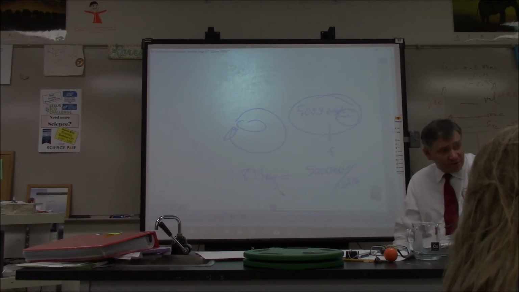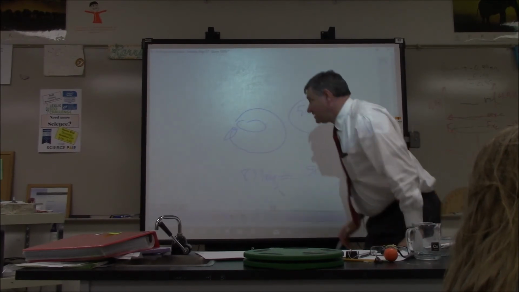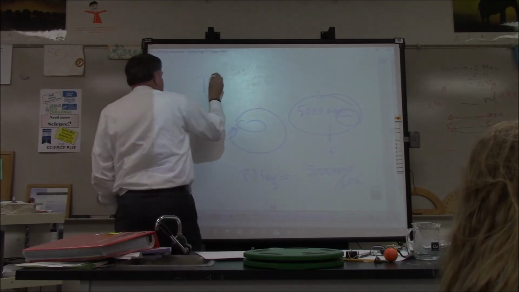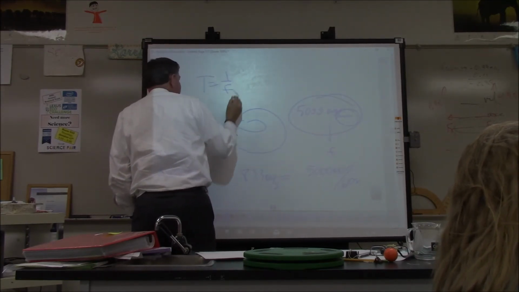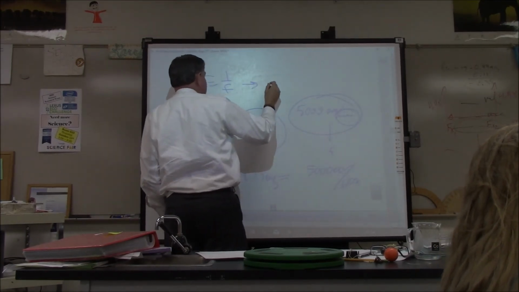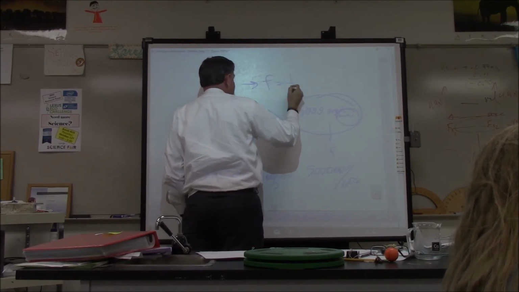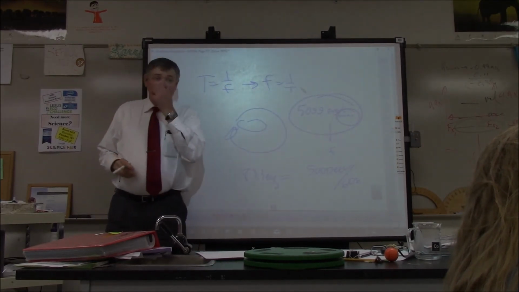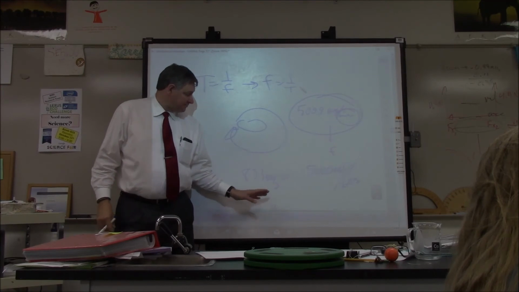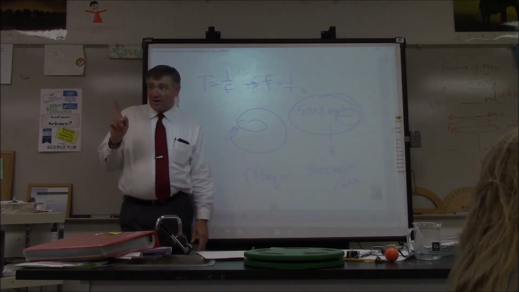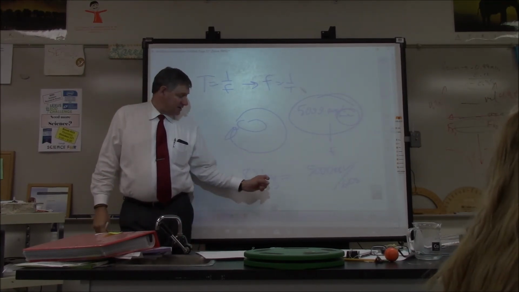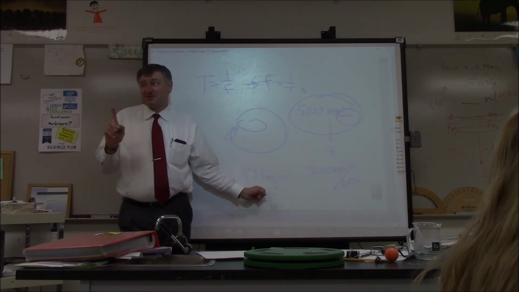Now, on your equation sheet, I've got this handy-dandy little relationship that says period is the inverse of frequency. What that also means is that frequency is the inverse of period. If you're making 83 revolutions per second, guess what? It doesn't take very long for each revolution to take place.